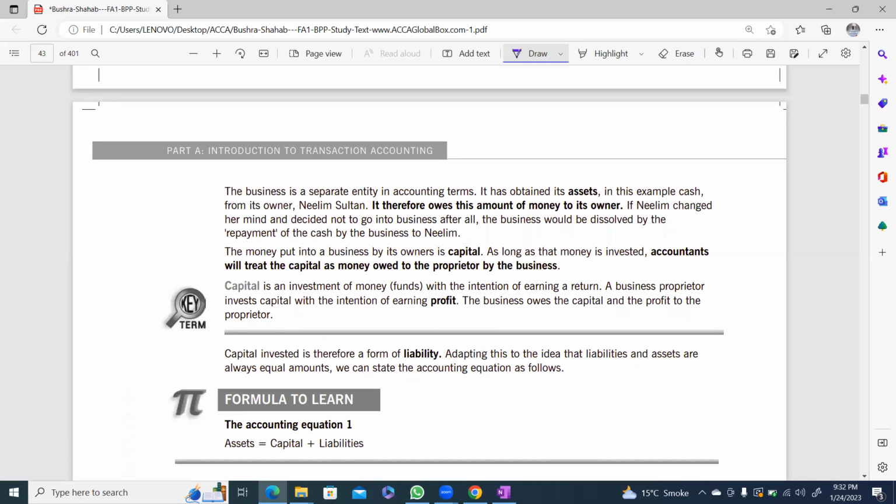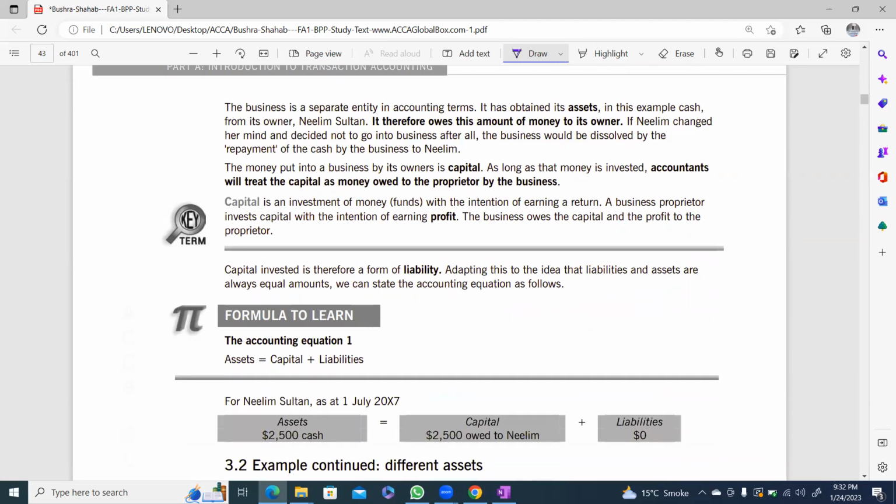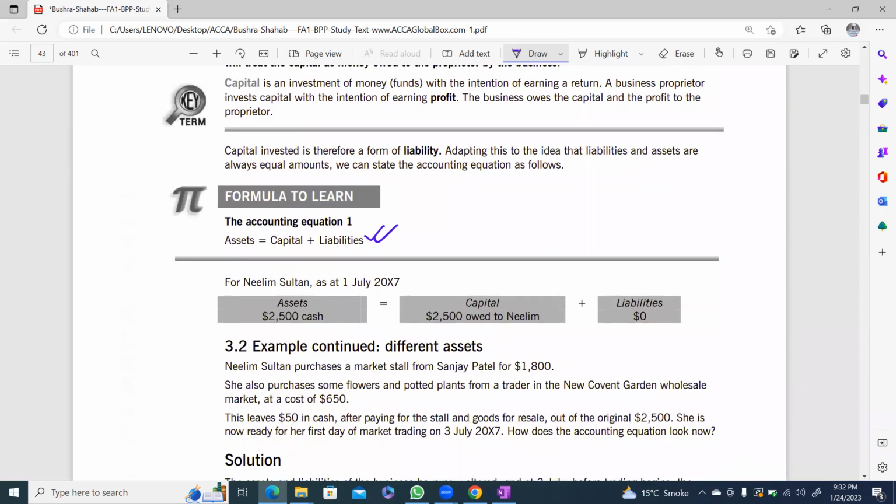That you have to earn profit. Yeah, you have to earn profit and return. So when you invest into the business, the return on your investment is basically your profit. The business owes the capital and profit to the proprietor. So you are investing into the business, you are going to have the profit in return. Now, asset equals capital plus liability.